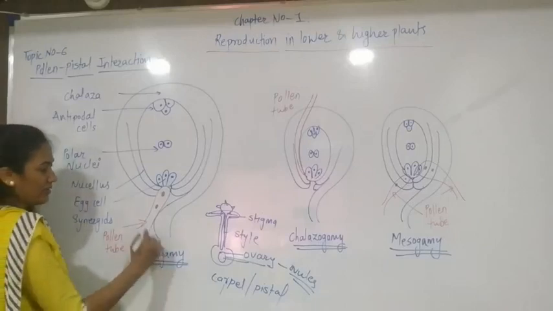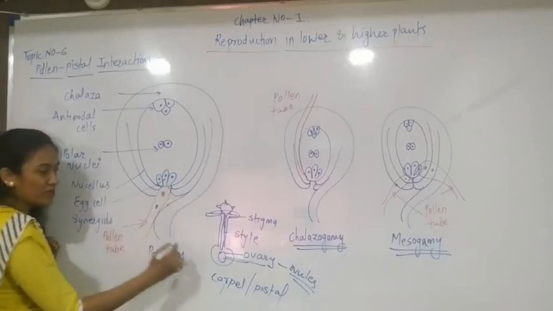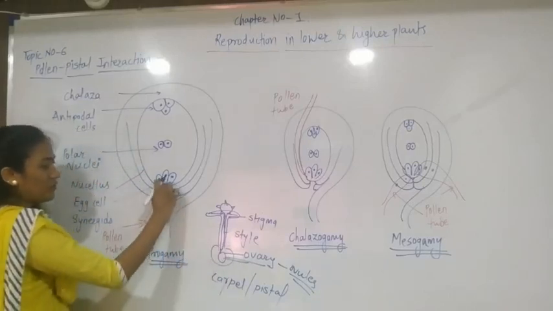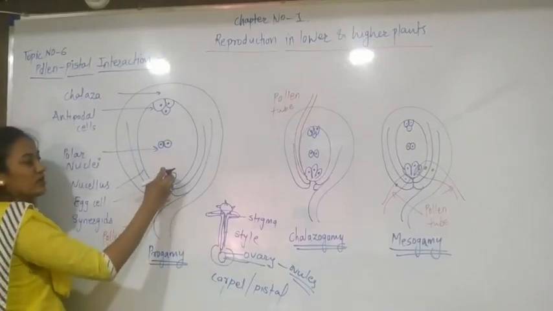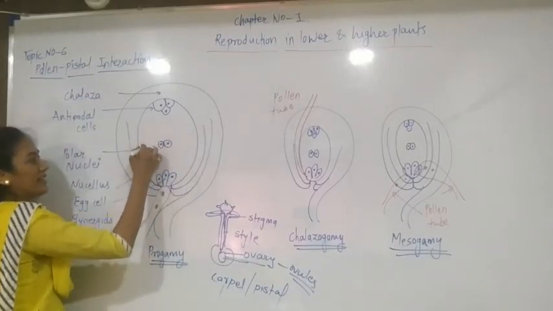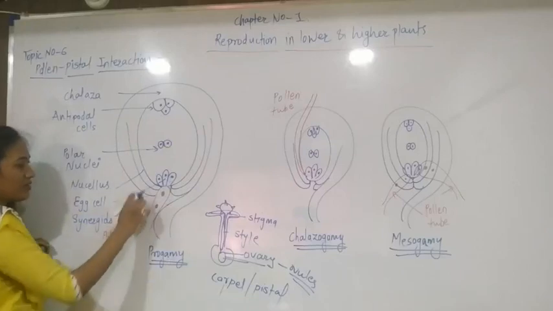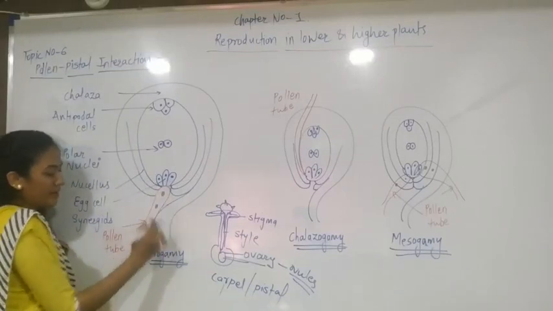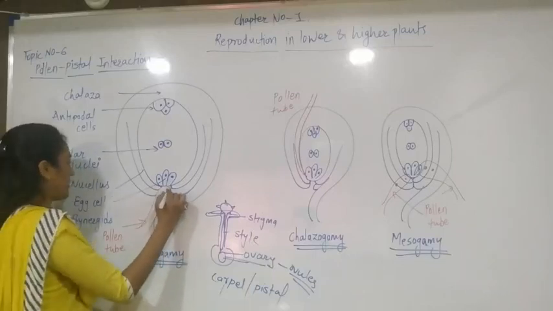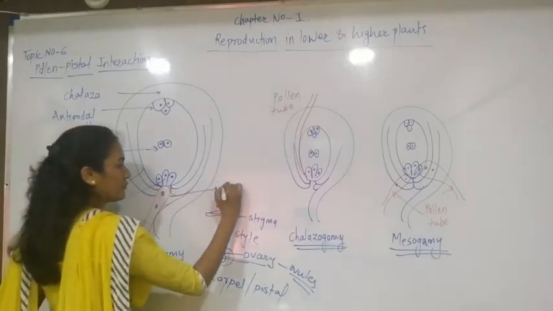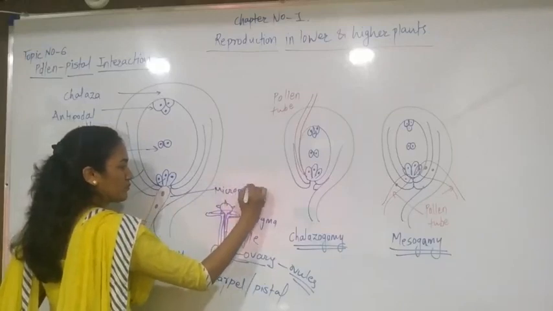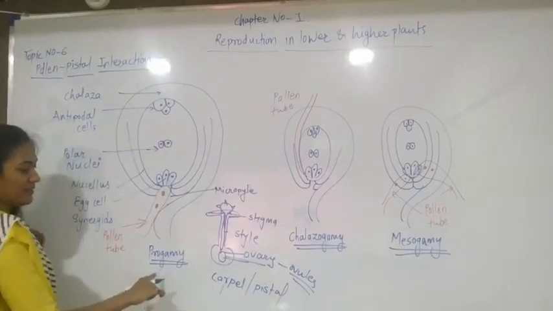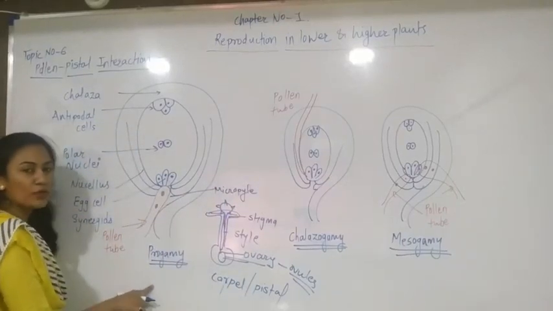Here it is the micropylar end, and through this micropylar end, the pollen tube extends towards the secondary nucleus. So this is nothing but pollen pistil interaction, and here the pollen tube has entered from the micropylar end. This end is called the micropylar end. Okay. Then that type of interaction is called progamy.